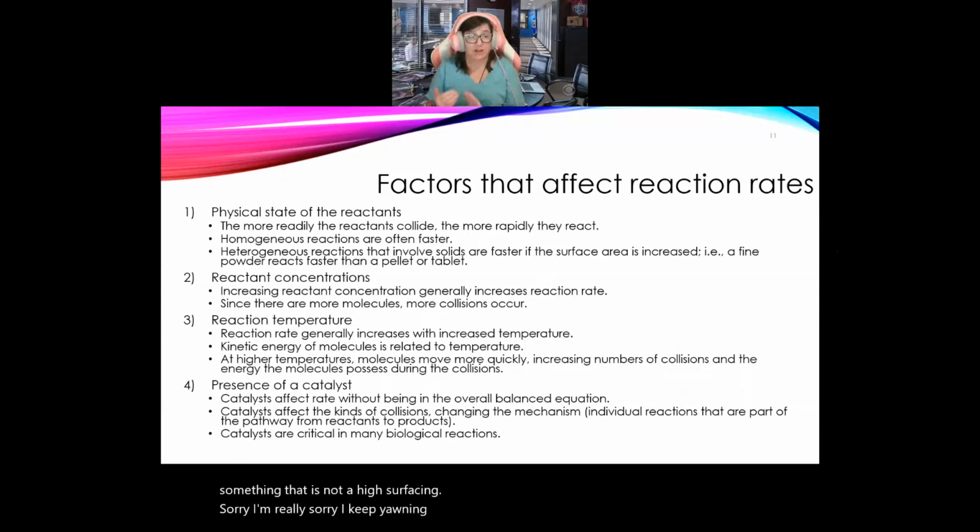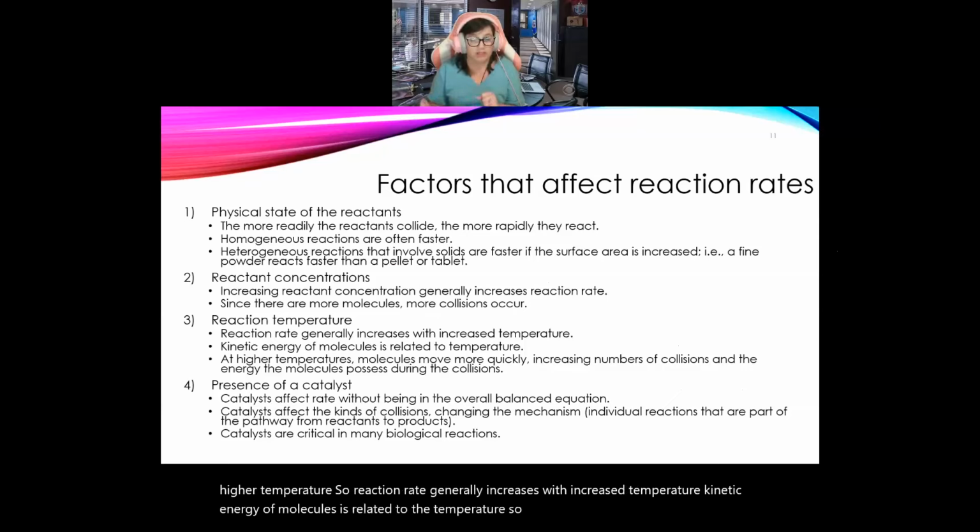Reactant concentrations. If I have higher concentration, that increases my rate. The more of it there is, the faster it comes together. Since there are more molecules, more collisions occur. If my temperature increases, then I react more because, again, more collisions happen at higher temperature. So reaction rate generally increases with increased temperature. Kinetic energy of molecules is related to the temperature, so they're going to move more quickly and run into each other with better collisions at higher temperature.